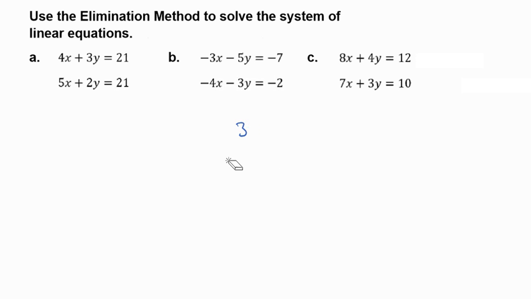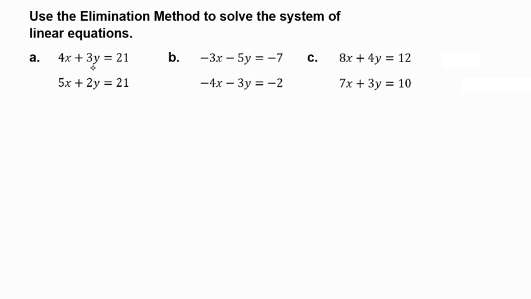Let's take a look at our first example. Here we have 4x plus 3y equals 21 and 5x plus 2y equals 21. Notice here how our 5 and our 4 aren't the same, and our 3 and our 2 aren't the same, and neither of them are opposites. So we need to create that. So we can either choose to get rid of the x's or we can choose to get rid of the y's. It does not matter which one you choose.